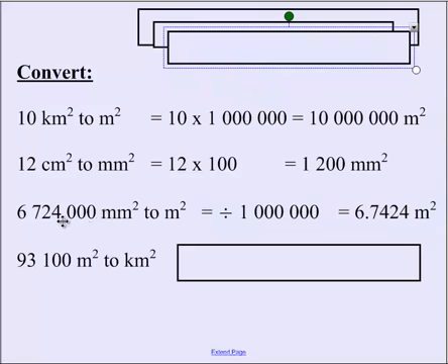So it takes it back 3 to skip all those, and another 3 to get in between the 6 and the 7 there. We don't need to write the zeros on the end of a decimal. We just need the 6.724 meters squared.